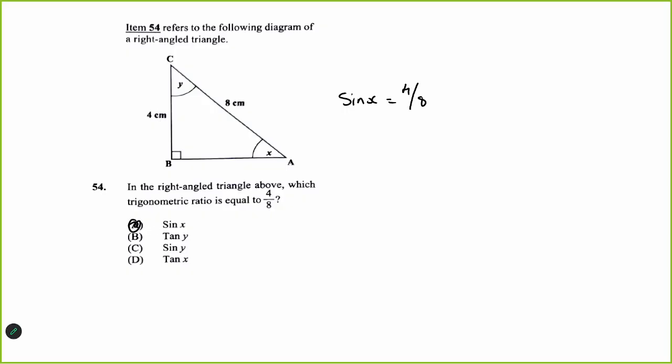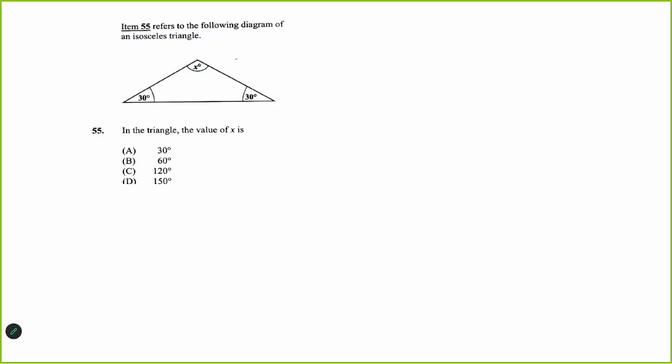Right, next one, item 55 refers to the following diagram of an isosceles triangle, meaning the two base angles are equal. What is x? That is, 30 plus x will give you 180. So the difference between 180 and 30 is 60, is 120. So the answer is C.